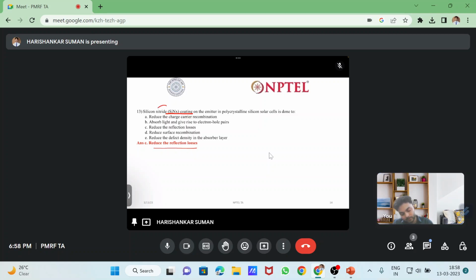Sir, one thing, sir. Sir, in lecture it was told that use of impurities is done by titanium and passivation with hydrogen. Okay, this is amorphous silicon. Correct, sir. This is amorphous silicon. Okay, sir.